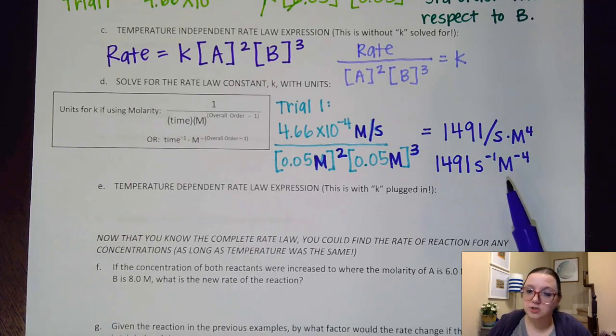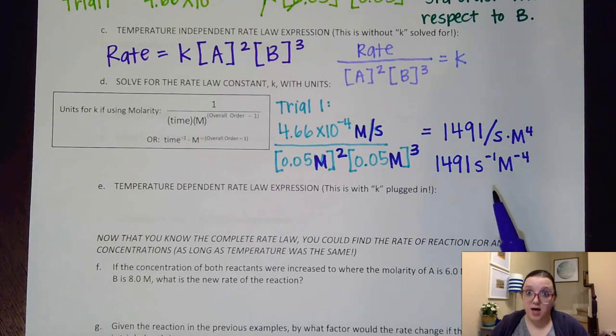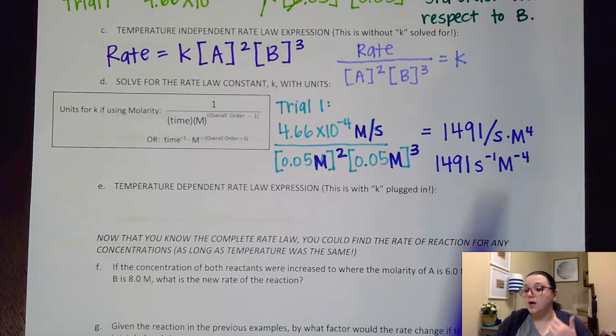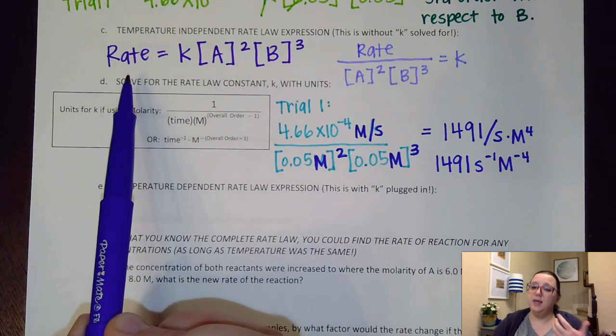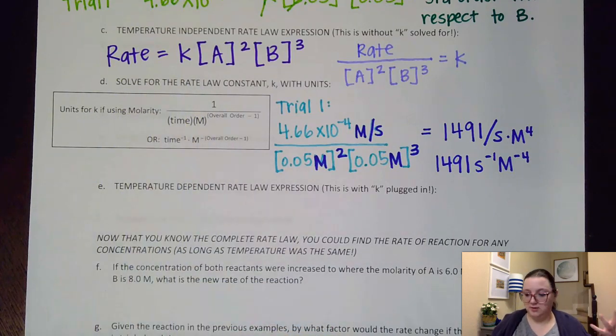If I changed the temperature, that would end up changing this value. Keep in mind that as temperature increases, my rate would increase, and so therefore I should see an increase of K if my temperature increases.